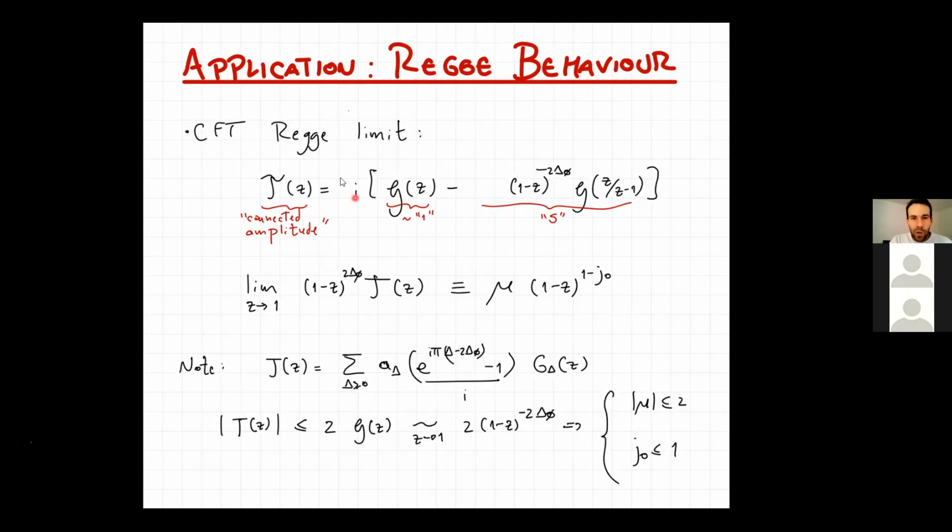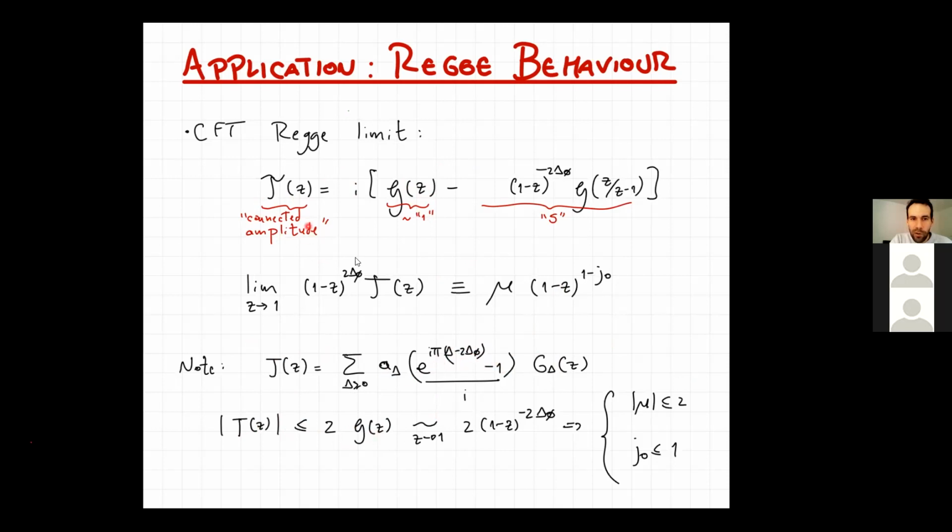So the first thing to note is that if you expand the correlator in conformal blocks, then it's very easy to see what this thing is. You get the same conformal block expansion, but now there's this factor here. So you get some oscillating piece that dresses each conformal block. And now it's very easy to see that if you look at the modulus of this object, it's smaller or equal than 2 times the conformal block, right? You just take the modulus of these two terms.